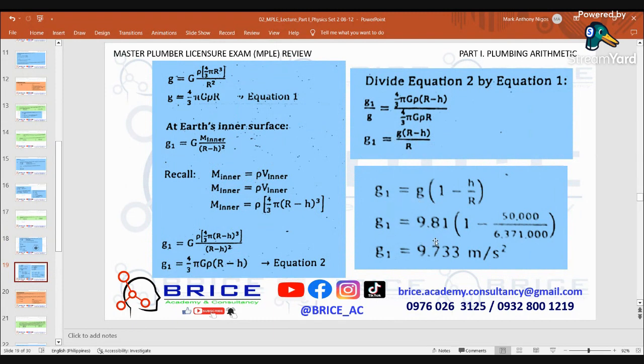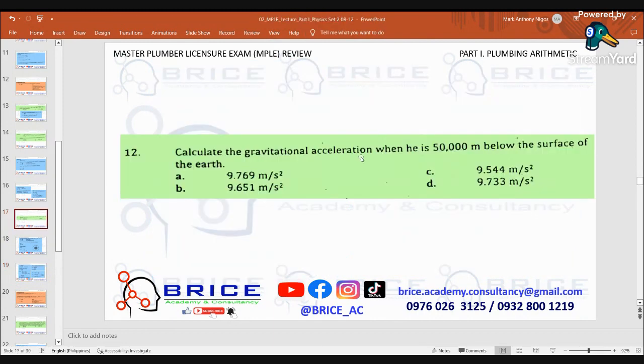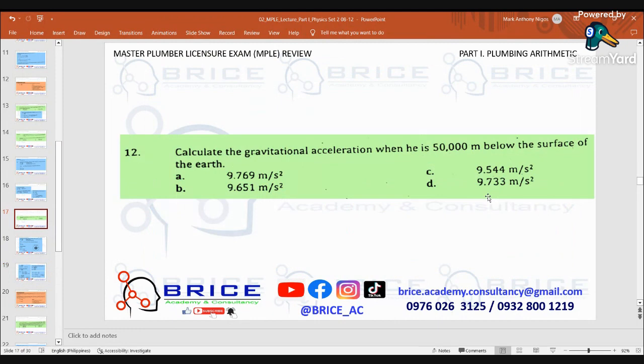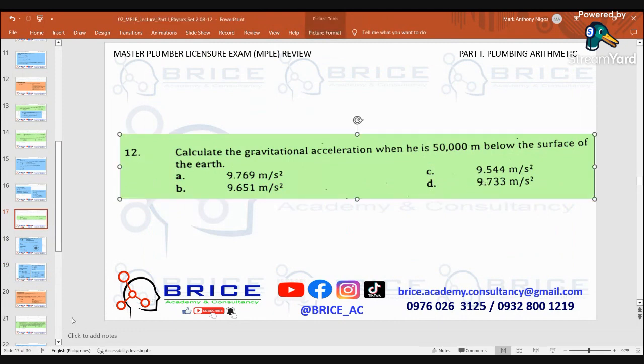Substitute, g1 is equal to 9.81 times the quantity 1 minus 50,000 over 6,371,000. So the answer is 9.733 meter per second squared. The answer is letter D.